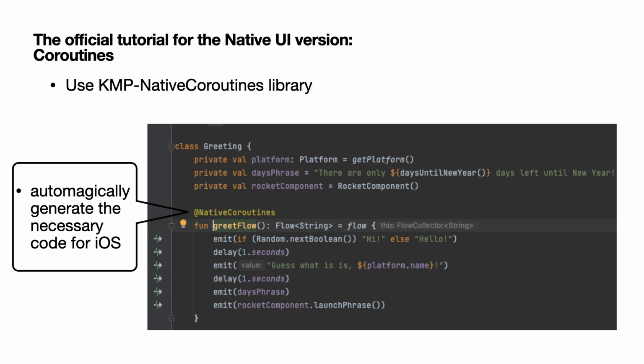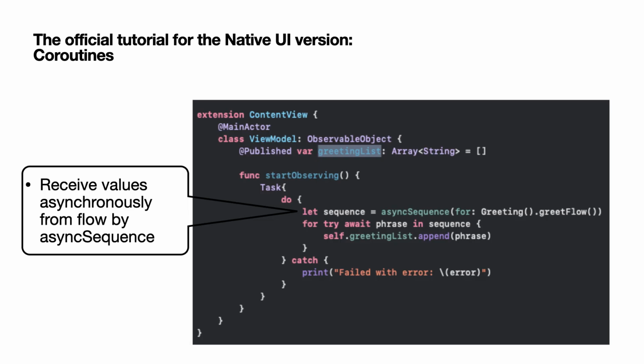First, let's take a look at the asynchronous processing part written in Kotlin Multiplatform. In the tutorial, the KMP-NativeCoroutines library is used as a bridge between iOS and coroutines. By specifying the native coroutines annotation, the tutorial automatically generates code for using Flow for iOS, just like the code shown in the tutorial. Next, let's examine the iOS view model.